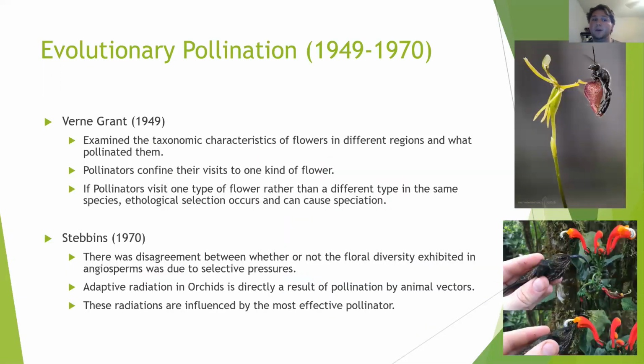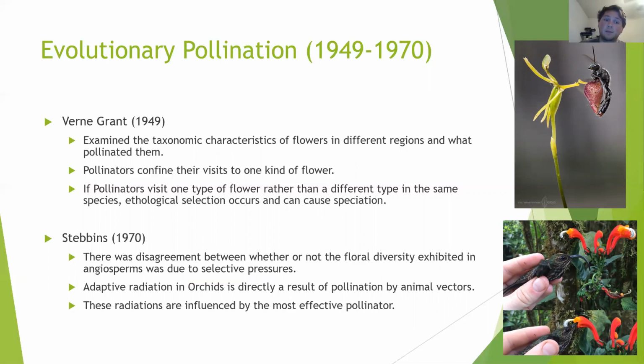And so from there we move on to evolutionary pollination with Vern Grant, who examined the taxonomic characteristics of flowers in different regions and noticed that different regions have different pollinators as well as different flowers, and that the pollinators confine their visits to certain kinds of flowers. So you're going to have specialization is the idea, more so specialization than generalization, which is kind of contrary to what the thought process is today.